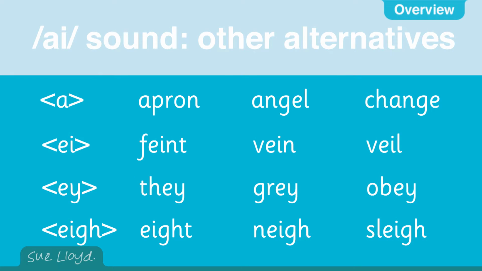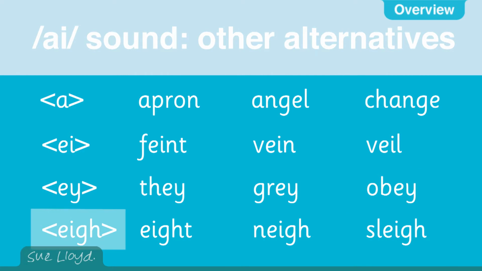However, if that was not enough, there are even more alternative spellings than these, but in reality there are far fewer words that use them, and these more unusual spellings are covered in step 6. Here we have the single letter a, and it usually, in fact nearly always, has an a sound. But in these words it has an ay sound, as in apron, angel, change. Then we have ei, as in faint, vain, and veil. Then ey in they, grey, obey.